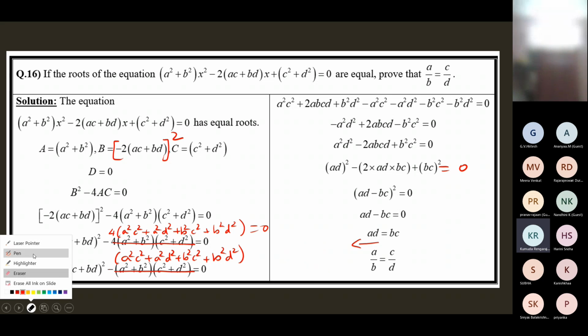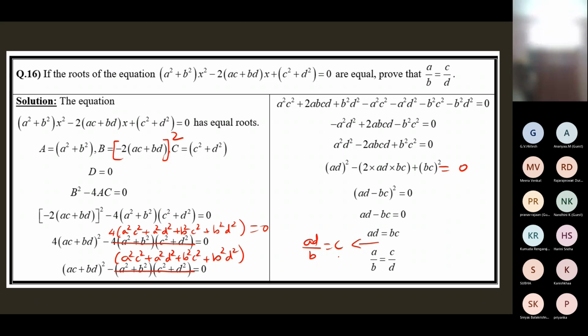What is that? AD by B is equal to C. So A by B is equal to C by D, henceforth.